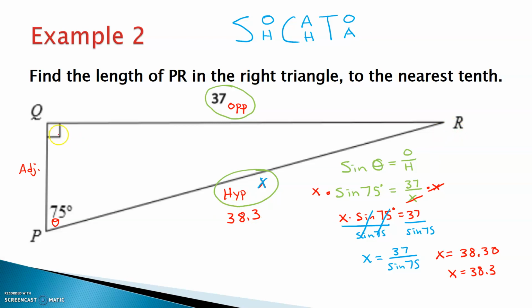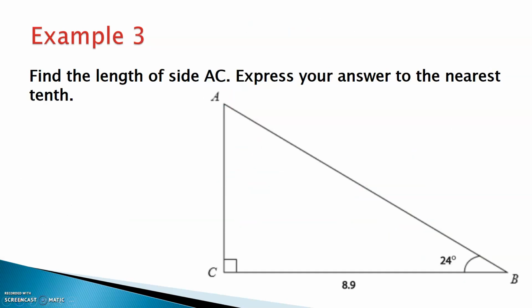Now let me check. That's our hypotenuse. That should be the longest. Use a little common sense here. If that's the longest one, well, that one's 37, 38. That's obviously bigger. So, okay, I know I'm on the right track. All right.